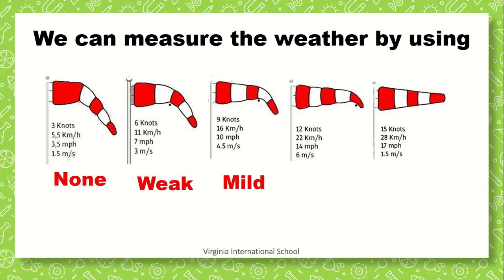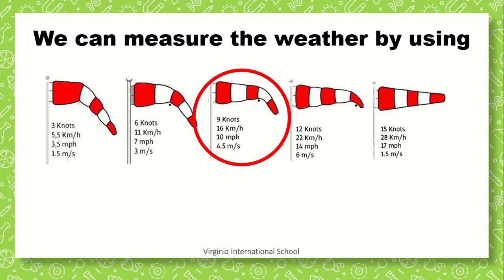This is where I know it's only mild. And if it becomes almost straight, it's strong wind. I know there is strong wind. If it becomes really straight, it means that's very strong wind. This is called a wind sock.